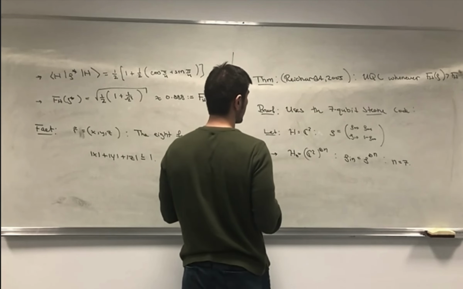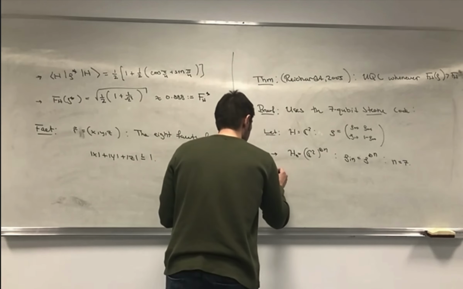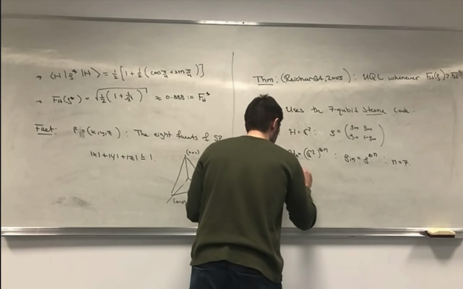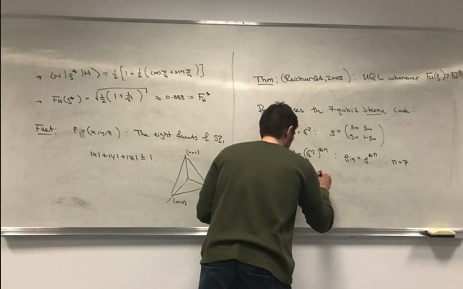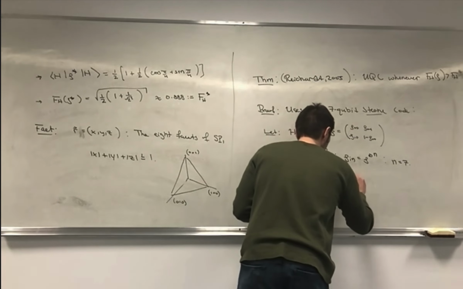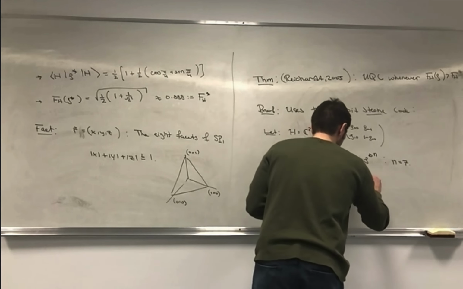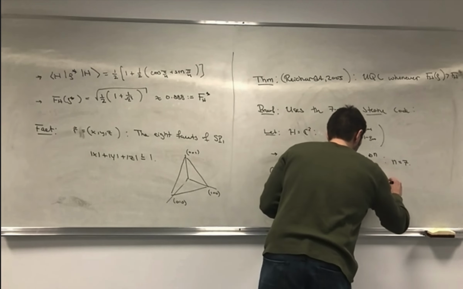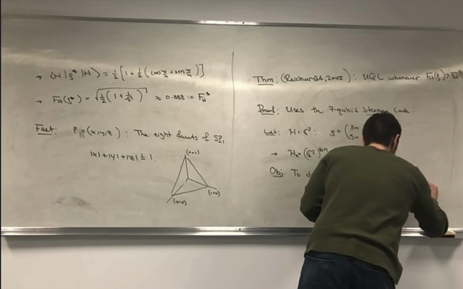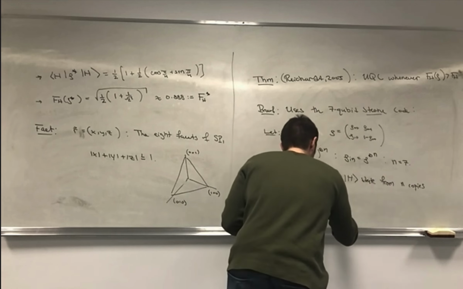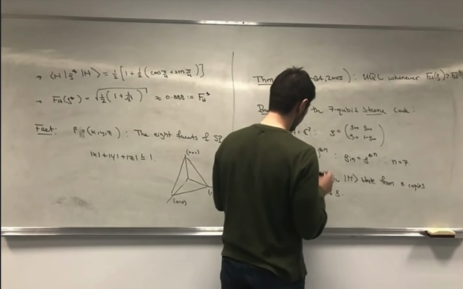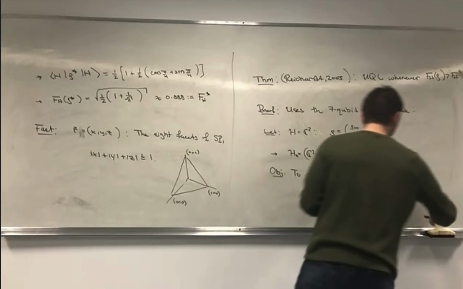I mentioned it before, but it helps too. Also, I should mention this more clearly: the objective is to distill the H state from n copies of rho. Okay, so what we're going to do is the following.